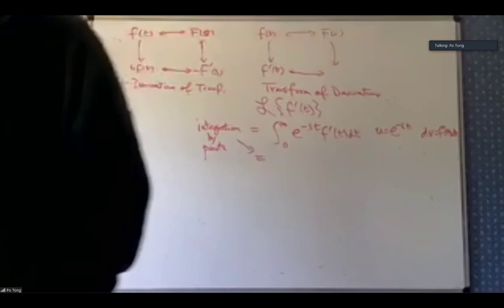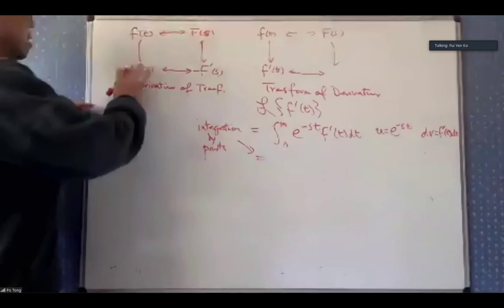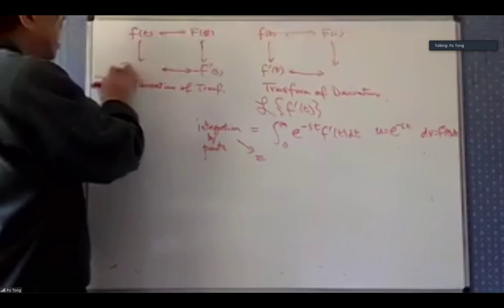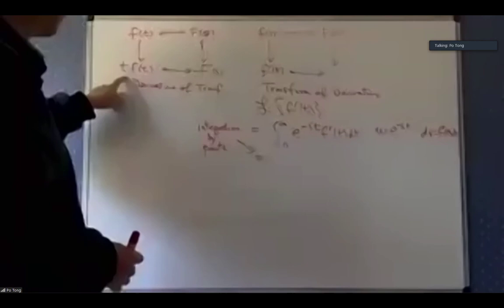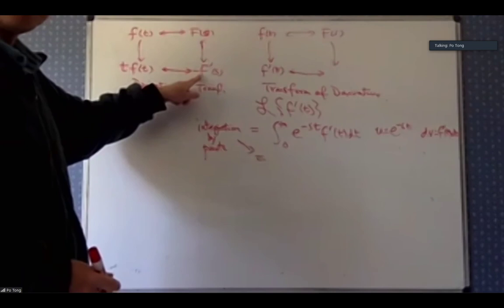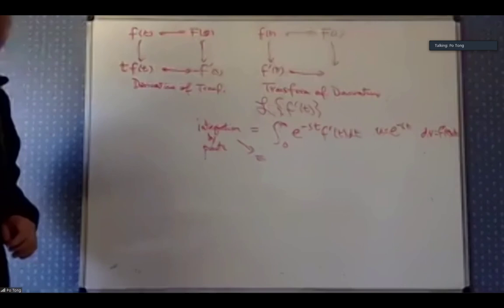Sorry, Professor. In that first figure, beneath the f of t, what is that? It's the t multiplying. Okay, thank you. It's t times f of t. Taking the derivative on the right-hand side is essentially the same as multiplied by t on the left-hand side, with the exception of a negative. This negative, you can put it either way. And we did that last time.